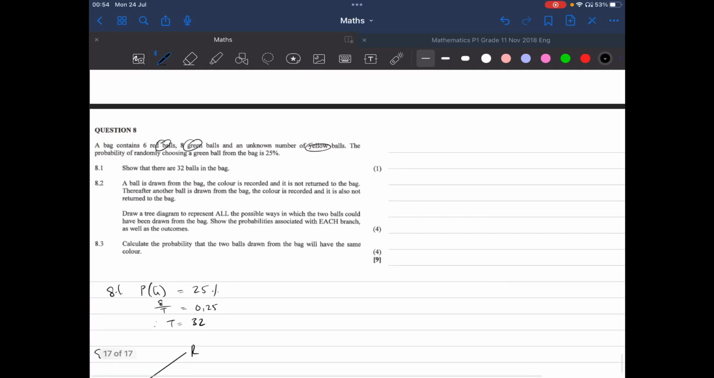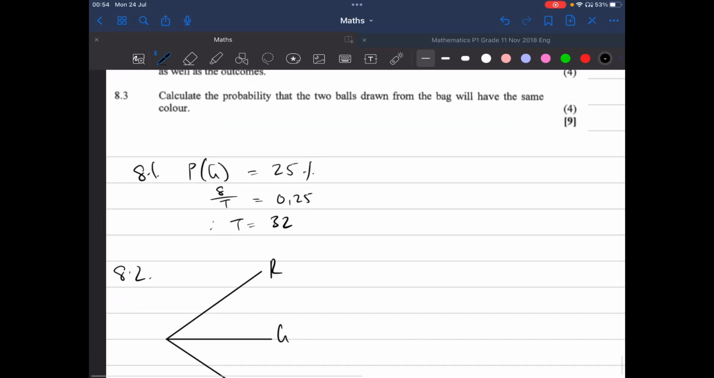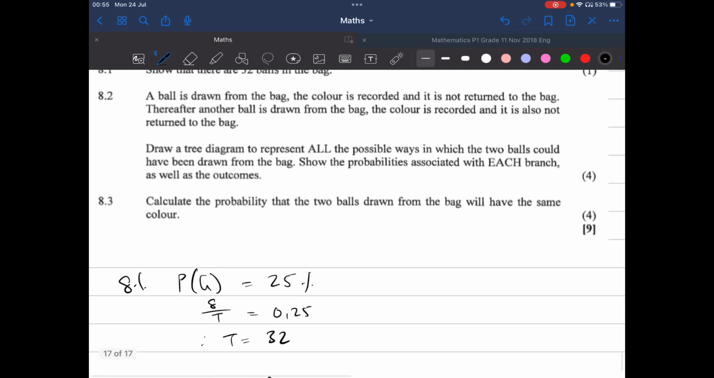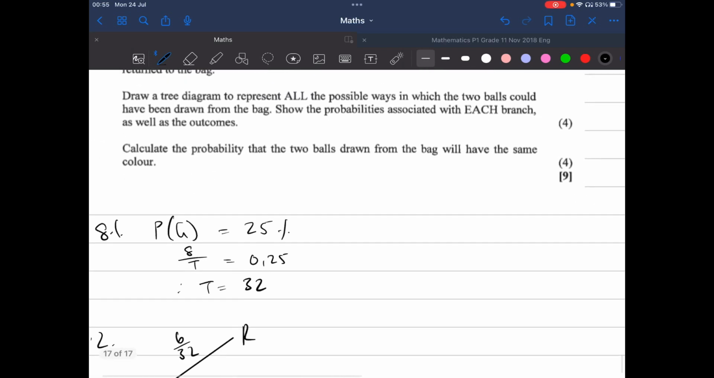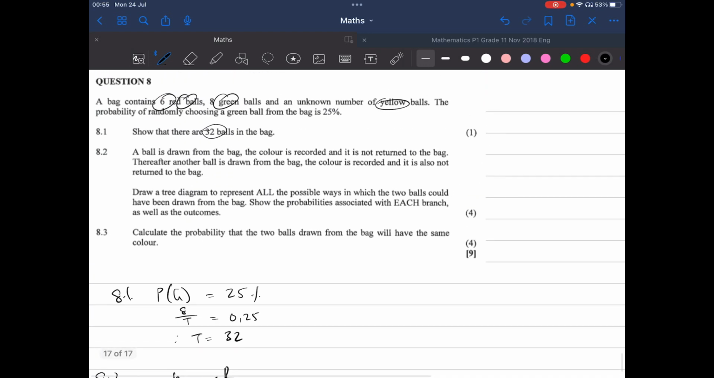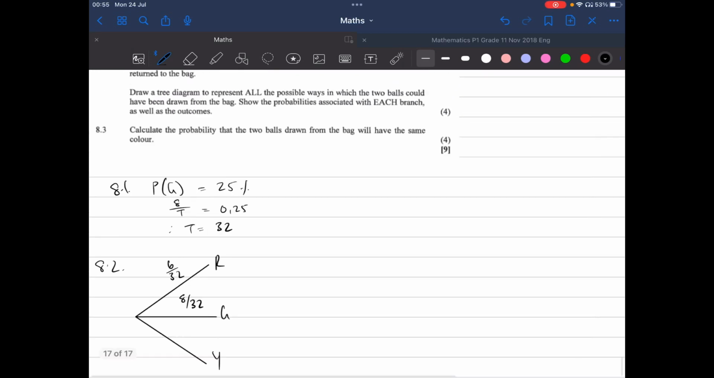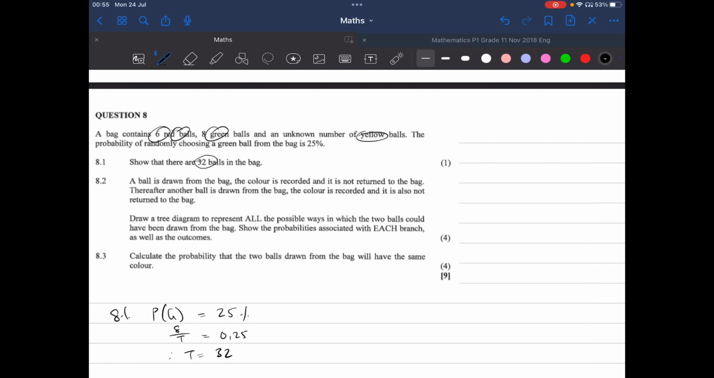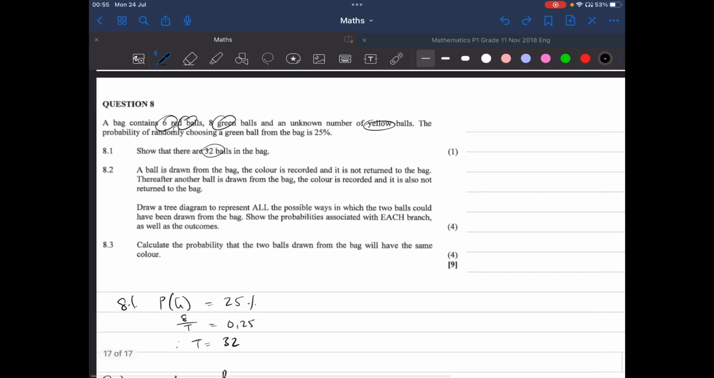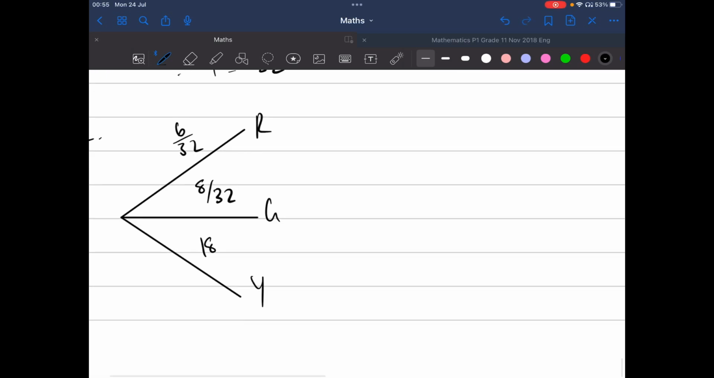Now the probability of drawing red is 6 over 32, right? Because there's 6 red balls and there's 32 in total. The probability of drawing green is 0.25, so it's 8 over 32, right? 8 over 32. And then the probability of drawing yellow is, let's calculate how many yellow balls there are. So we have 6 plus 8, which is the red and green, and that gives us 14. And then 32 minus 14 is 18, because there was an unknown number, but now we know that number is 18. Okay, so 18 over 32.